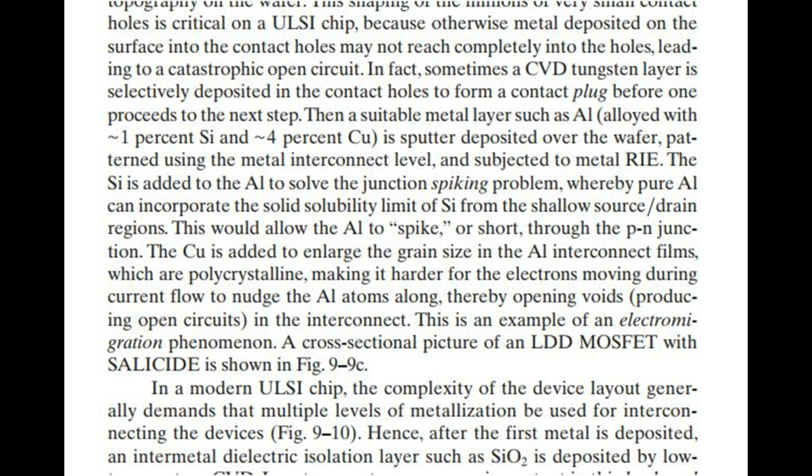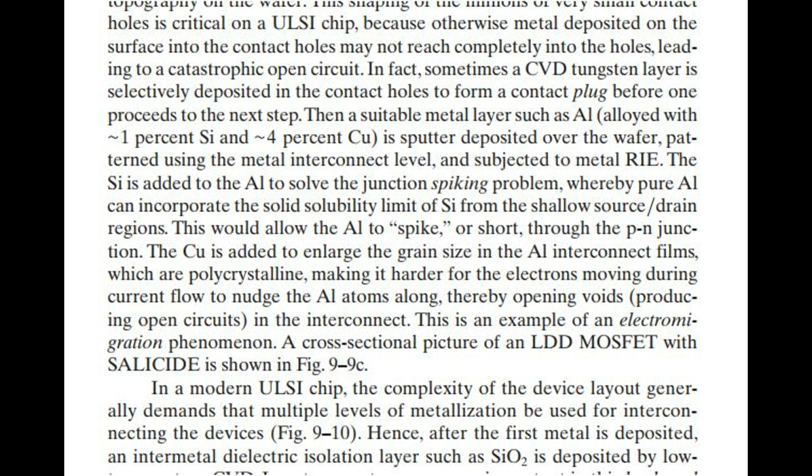The copper is added to enlarge the grain size in the aluminum interconnect films, which are polycrystalline, making it harder for the electrons moving during current flow to nudge the aluminum atoms along, thereby opening voids, producing open circuits, in the interconnect. This is an example of an electromigration phenomenon. A cross-sectional picture of a lightly doped drain MOSFET with salicide is shown in Fig 9.9c.